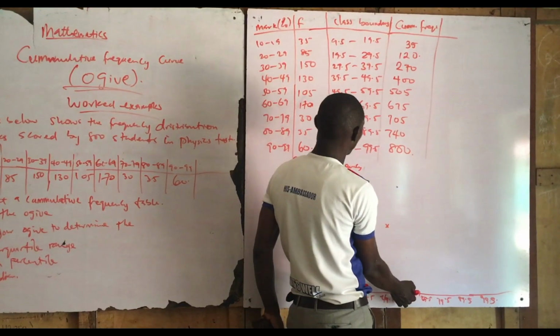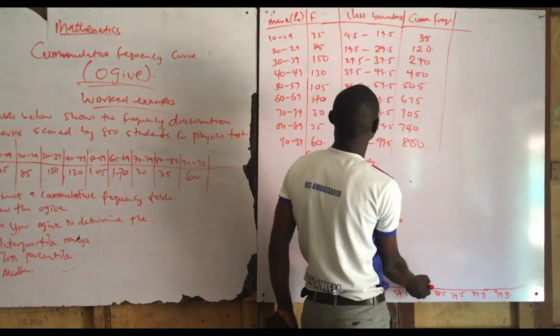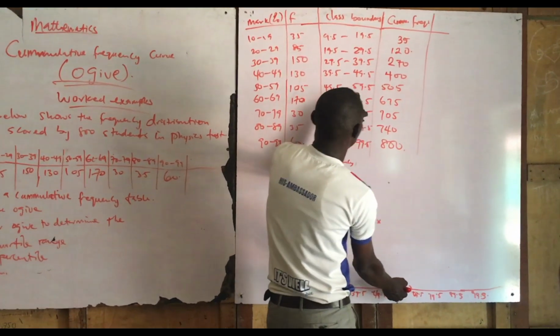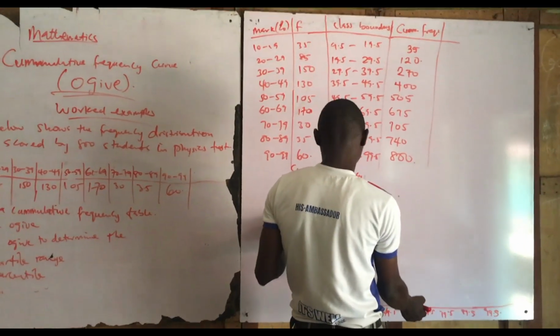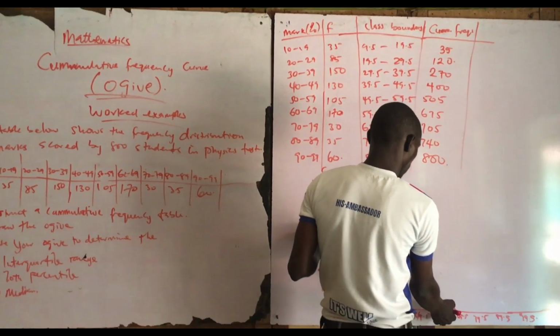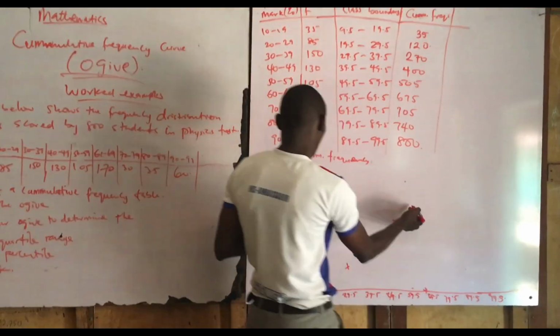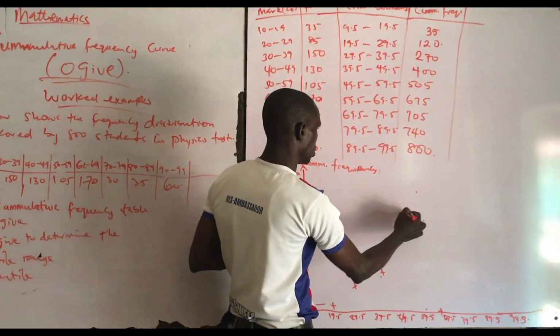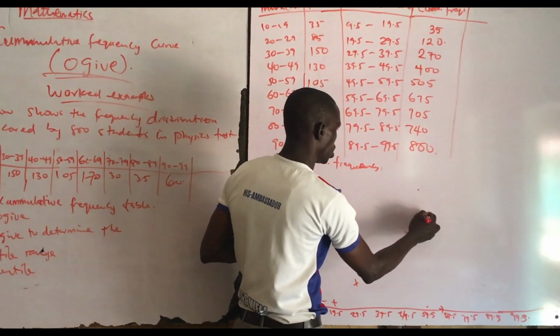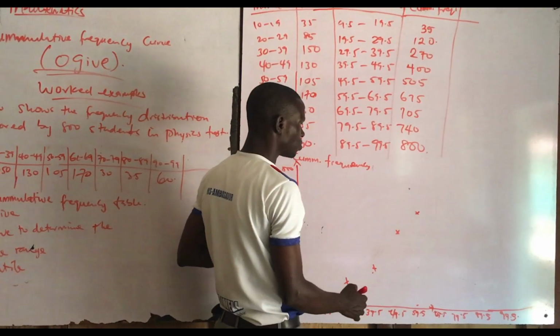59.5 to what? 59.5 to 505. 505 should be slightly above 500. Then this 59.5, you trace it down like this. This is where the two join.